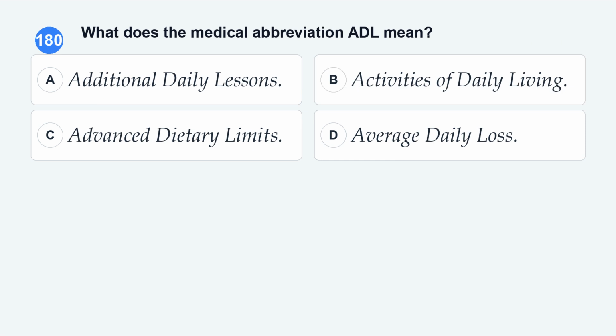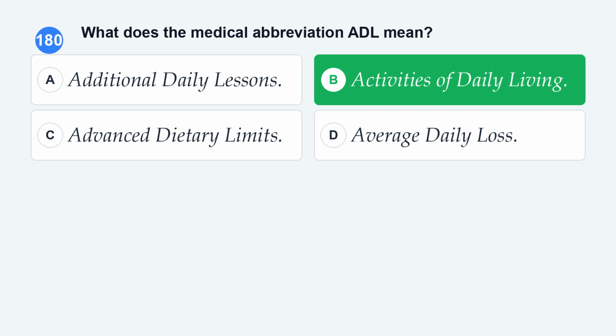Question 180. What does the medical abbreviation ADL mean? Option A. Additional daily lessons. Option B. Activities of daily living. Option C. Advanced dietary limits. Option D. Average daily loss.